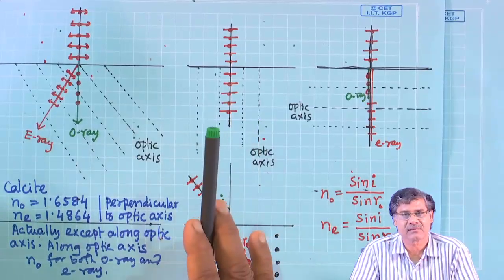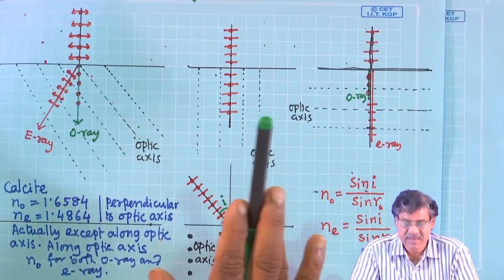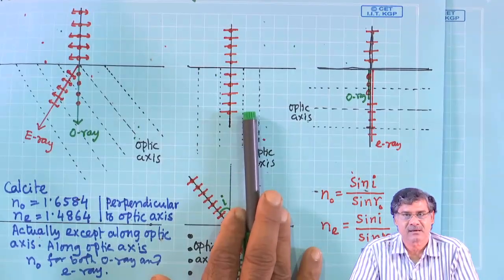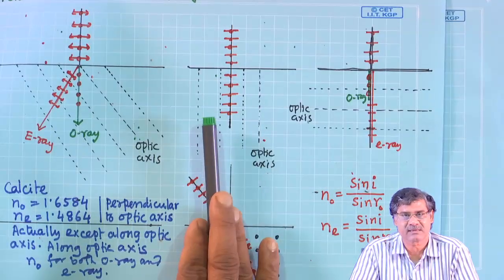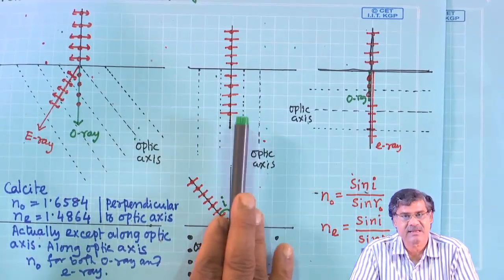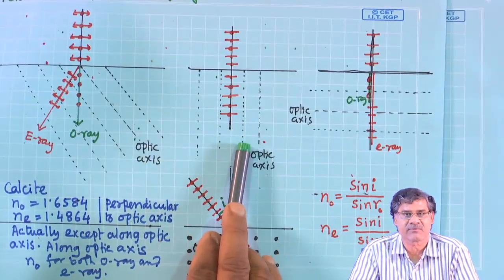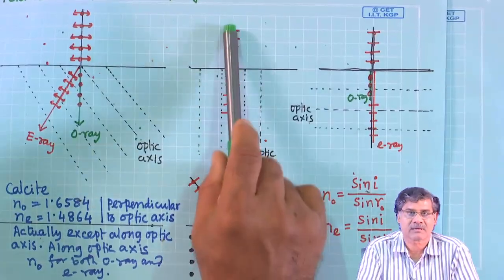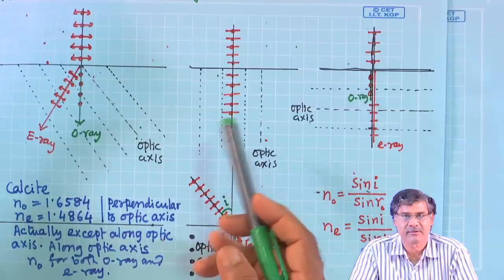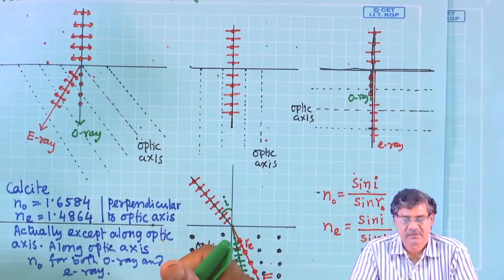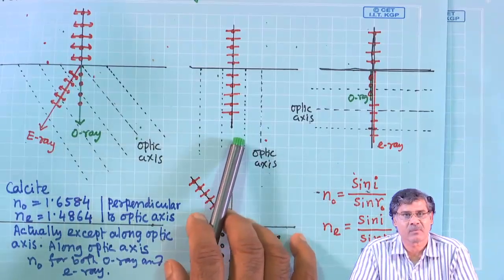So how the crystal was cut, keeping the optics axis in which direction, that is the matter for seeing the double refraction. In this case we will not see the double refraction. They will just move as usual, following what happens in ordinary glass. So that will be followed.